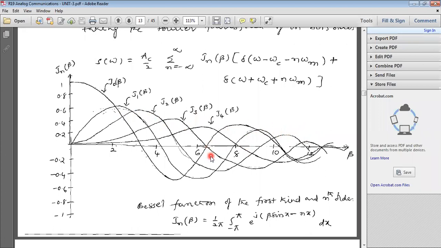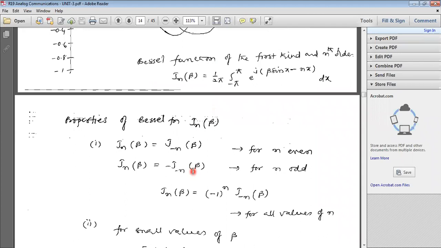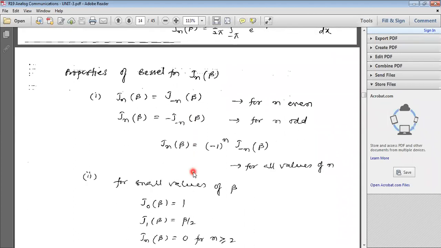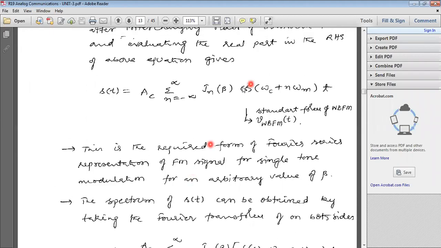So this is the Bessel function graph. Now take the properties of the Bessel function and note them down. According to these properties, we again rewrite the above signal.